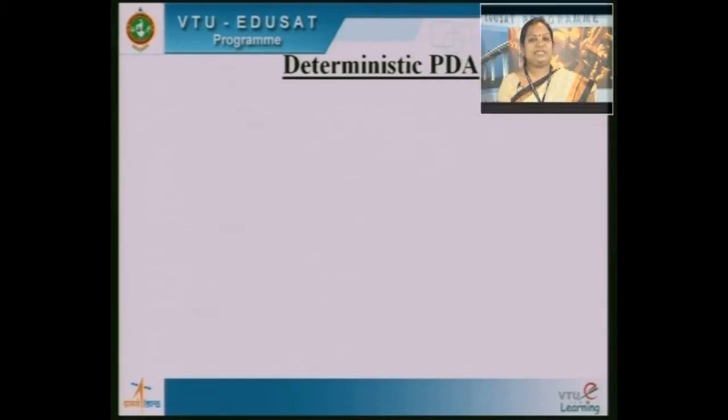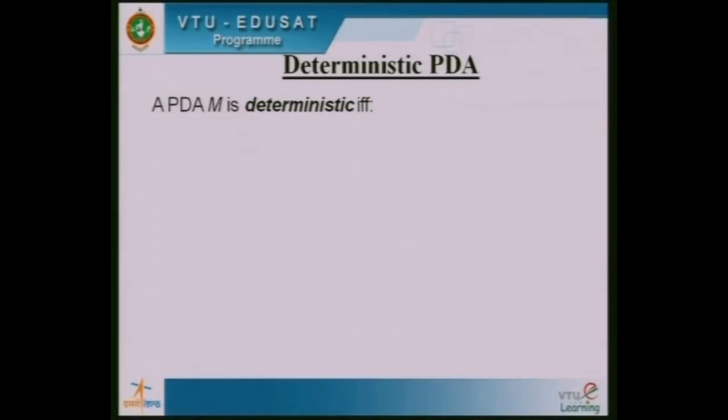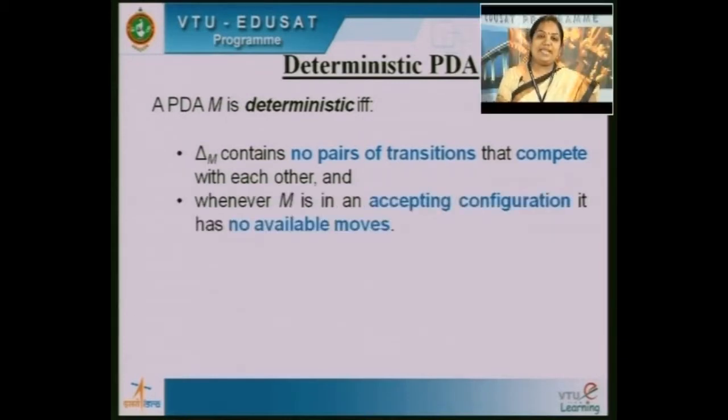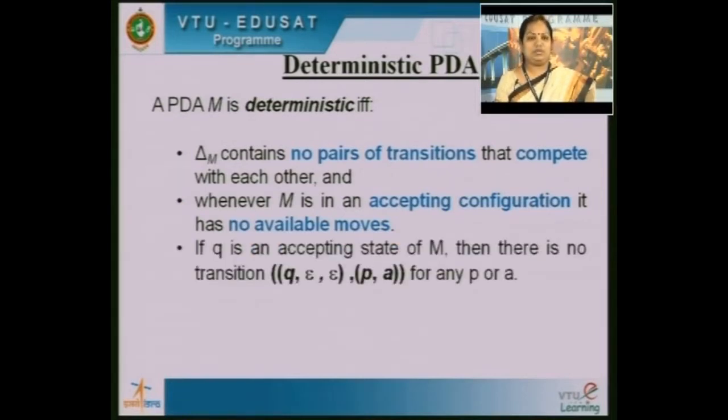So, what do you mean by deterministic pushdown automata? A pushdown automaton M is deterministic if and only if the delta transition contains no pair of transitions that compete with each other, and whenever M is in an accepting configuration, it has no available moves. For example, if Q is an accepting state of M, there is no transition like (Q, epsilon, epsilon) to (P, A) for any state P or input A.